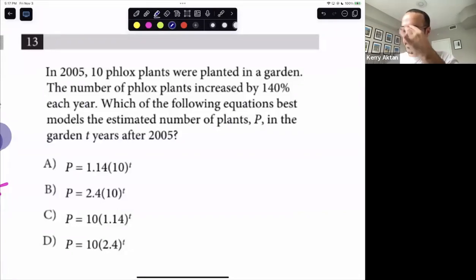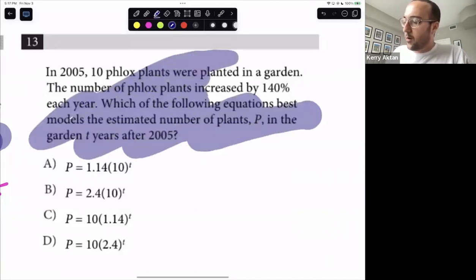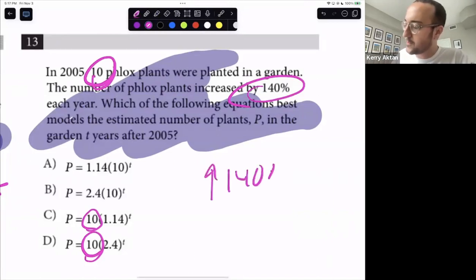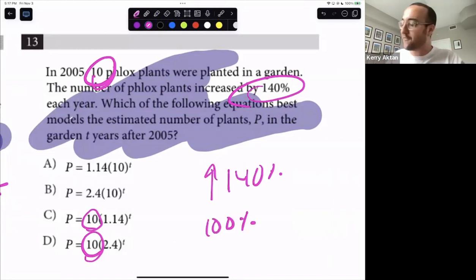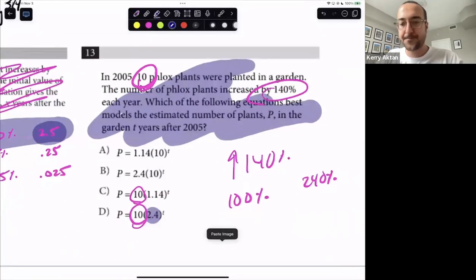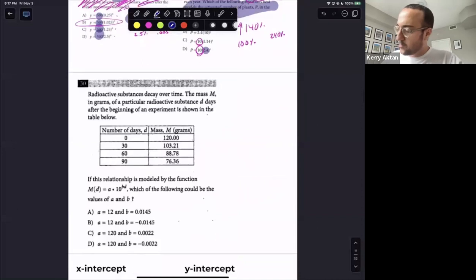Good, Maya. Yeah. Boys and girls, again, you don't really need to read all this mumbo jumbo. Just understand that 10 plants were the initial. It's either C or D. And if I'm up 140%, that's up 140% from 100%, that's 240%. 240% is better known as 2.4. Good. I'm going to keep rocking. I'm going to skip this question. We can always come back.